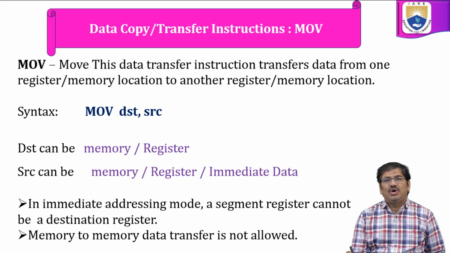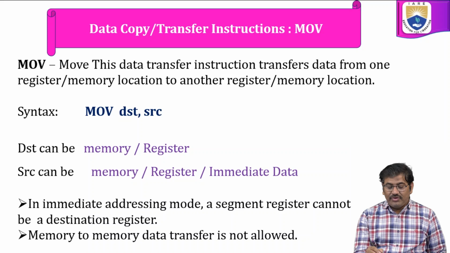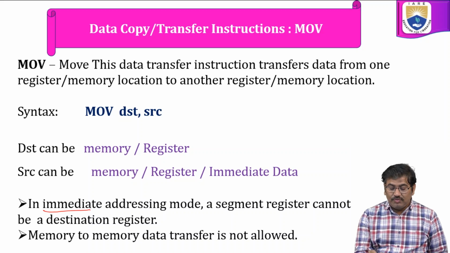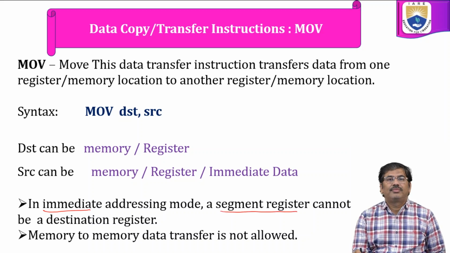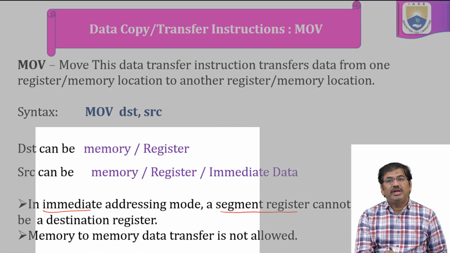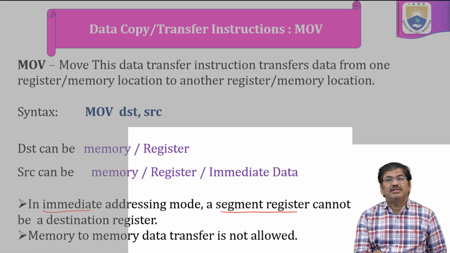So here we have two violations which are not supported for the MOV instruction. The first one is that immediate data we can't load into a segment register. The second constraint is that memory to memory transfer is not allowed.